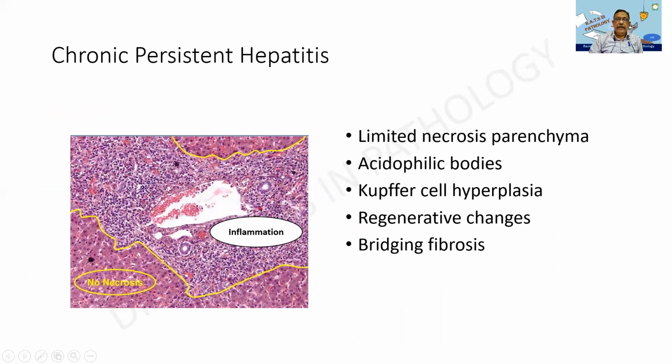Chronic persistent hepatitis, again, there is a limitation. It is called a limiting plate. You find that necrosis does not go beyond that. In the portal region, there is again inflammation. There can be some amount of regenerating bile ducts which can be seen. Kupffer cell hyperplasia. Kupffer cells are seen along the sinusoids. There can be regenerative changes and bridging fibrosis.